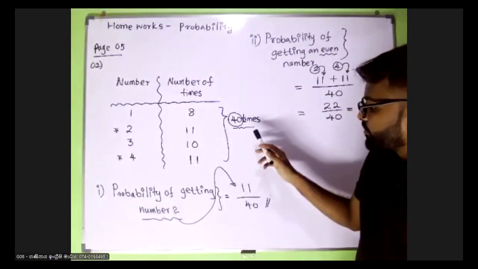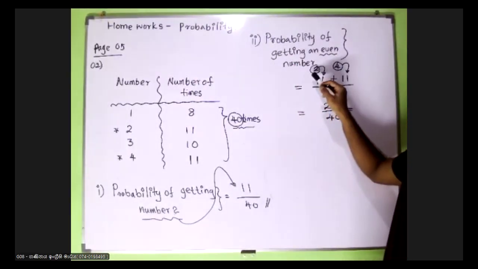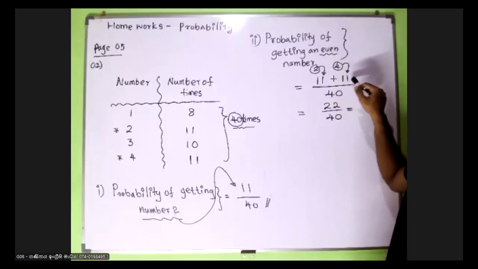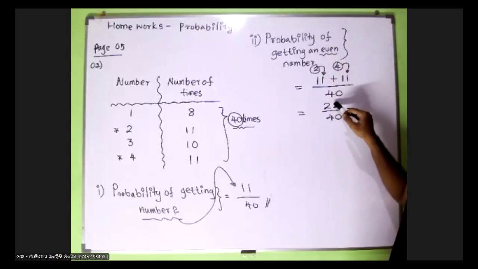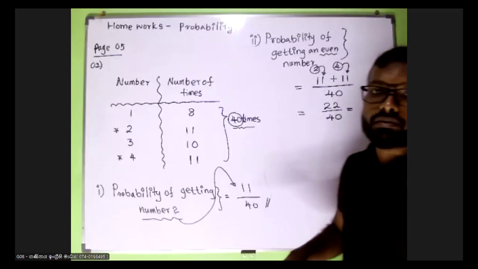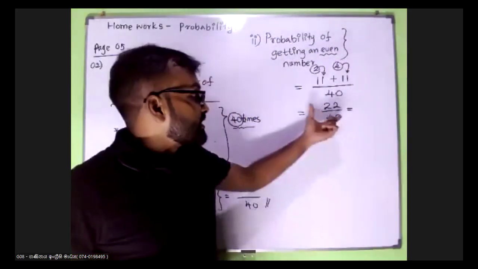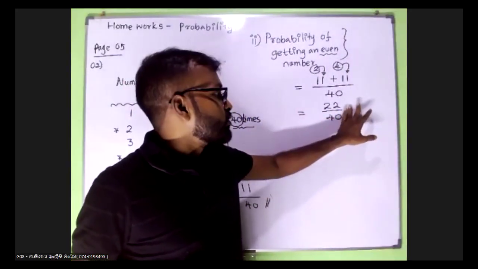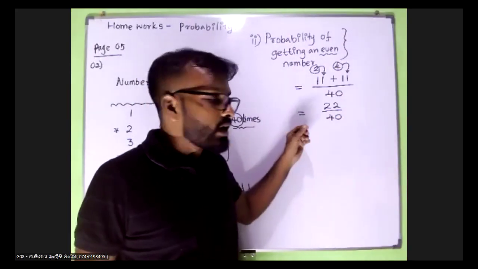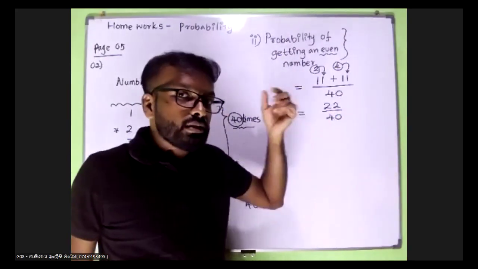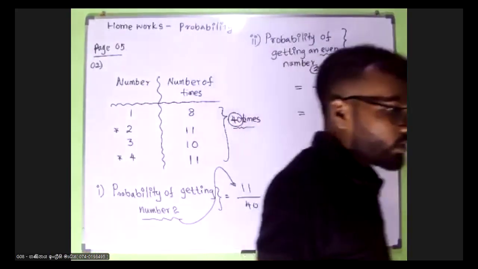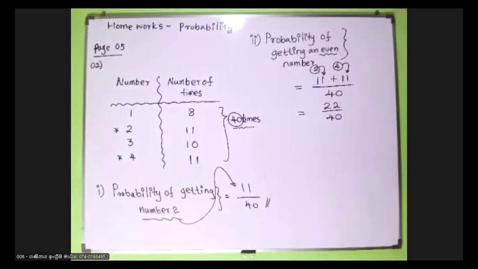So second question. Number 2 occurs 11 times, number 4 occurs 11 times, 11 plus 11 is 22, 22 upon 40. Can anyone say, can this be simplified further? Or can you keep this in the simplest form?